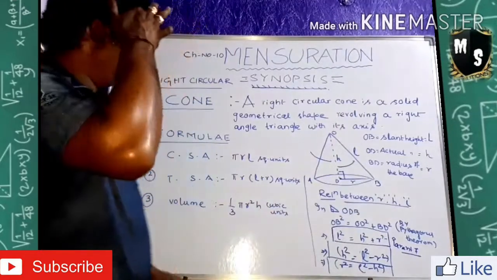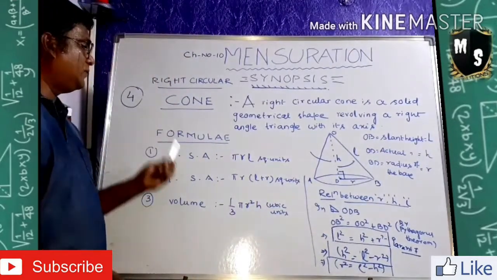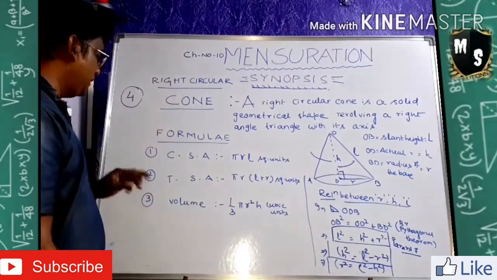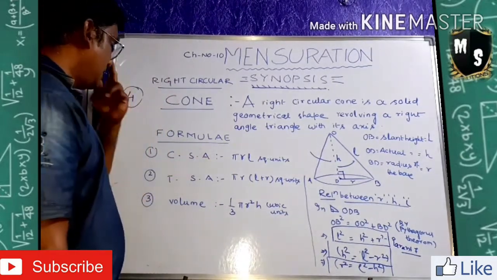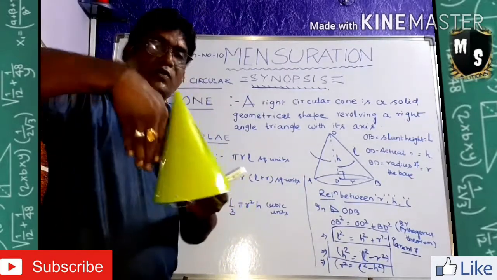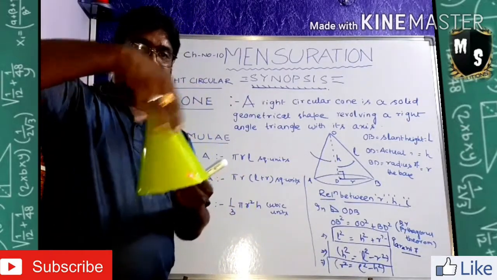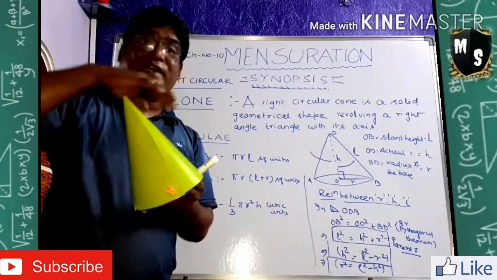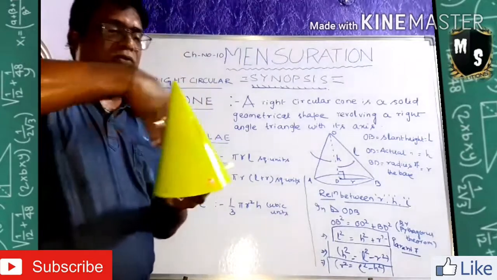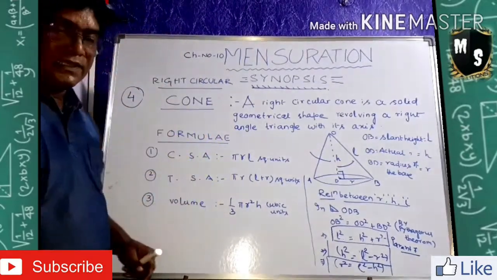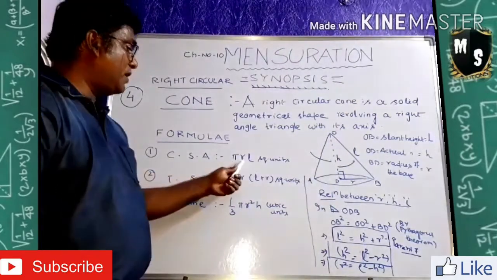Now come to the main part, that is the formulae part. What are the formulae? Three formulae are there. One is CSA, curved surface area. As it is a curved surface area, don't include the bottom. If you include this, it will be the TSA. So CSA means only the surrounding. CSA is pi R L, a direct formula, pi into R into L.